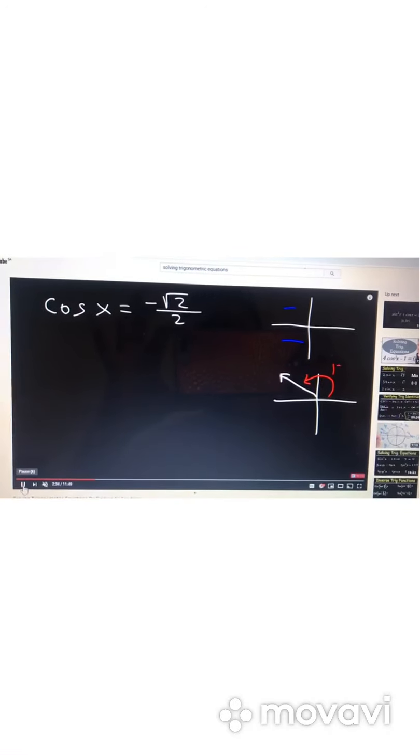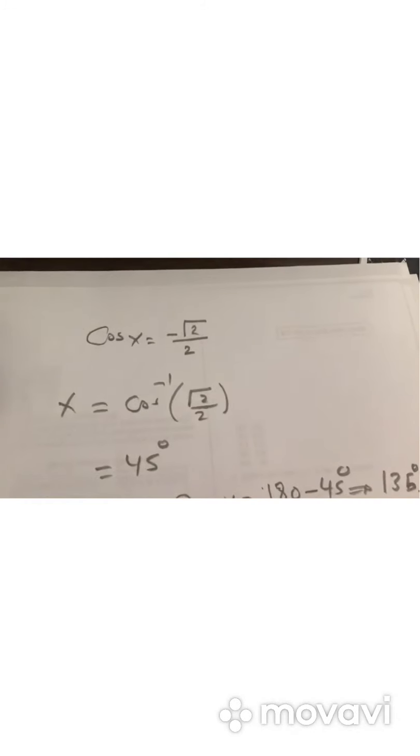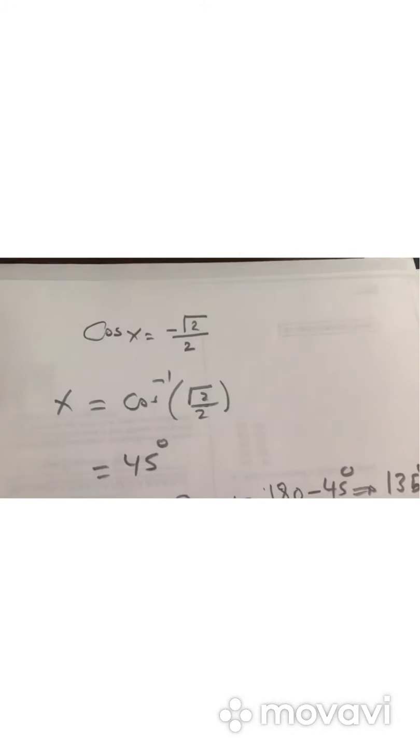Ladies. Now, about the last idea. What about if the question said solve cosine x equals minus square root of 2 over 2? What happens in this case? First of all, I will find it in the first quadrant as usual by saying it's cosine inverse of root 2 over 2, which is 45.